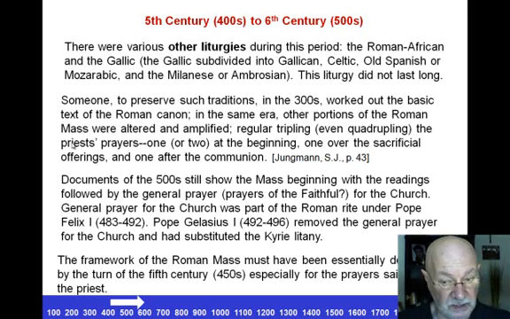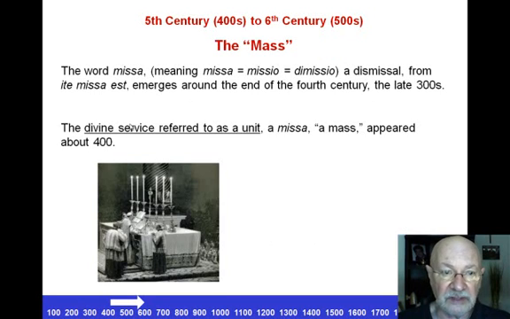The general prayer for the Church was part of the Roman rite under Pope Felix I. Pope Gelasius I removed the general prayer for the Church and substituted the Kyrie litany. The framework of the Roman Mass must have been essentially determined by the turn of the 5th century, especially for the prayers said by the priest. In this same period, the word missa, meaning missio or demission, a dismissal from the Ite, missa est, emerged around the end of the 4th century. So the divine service, referred to as a unit, the missa or a Mass, appeared about 400.